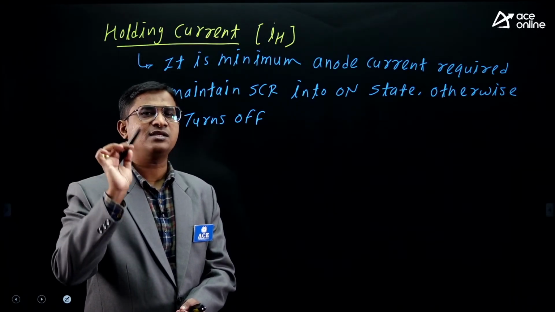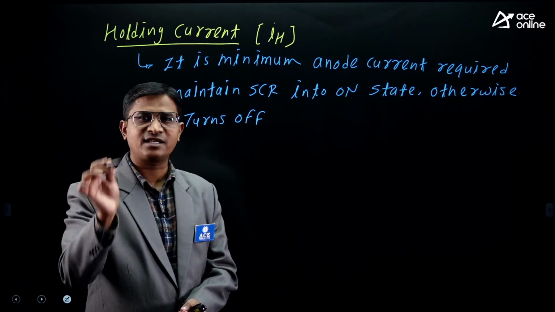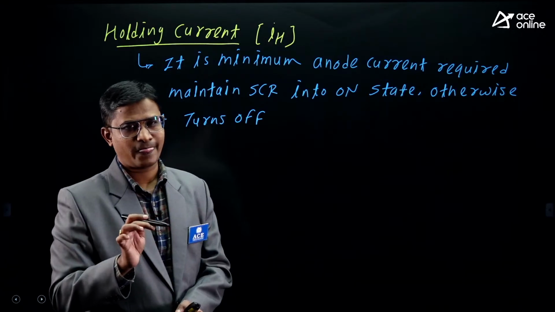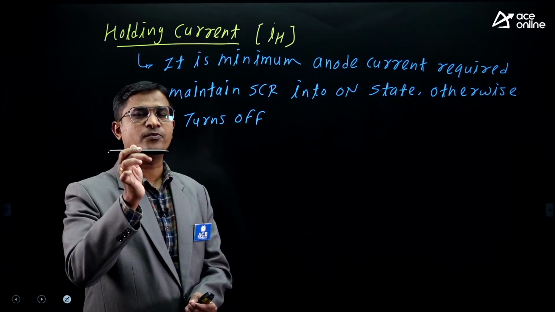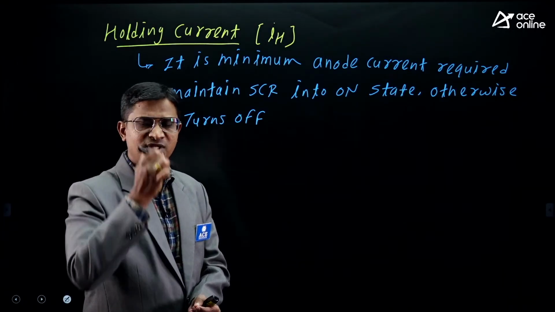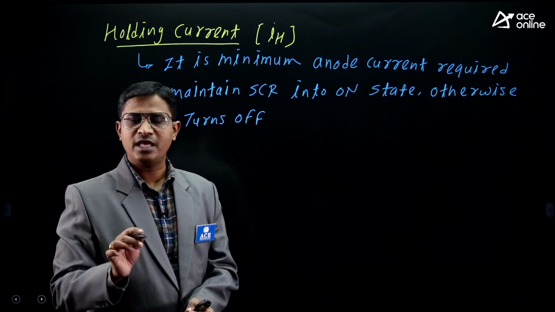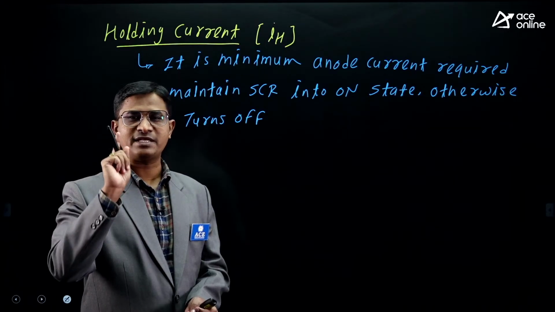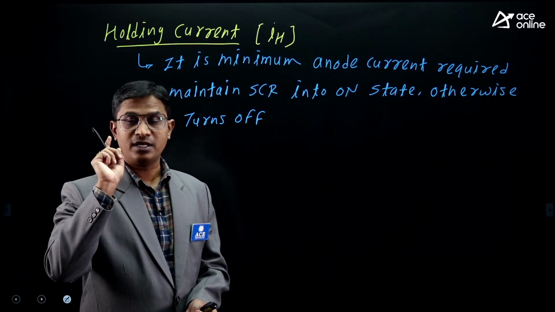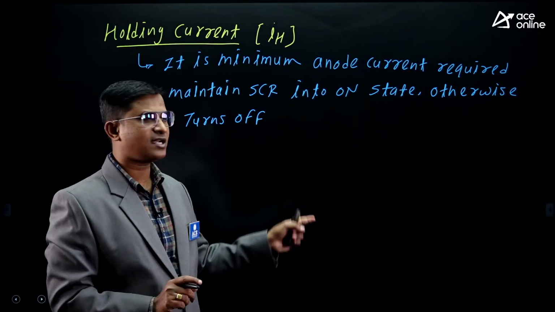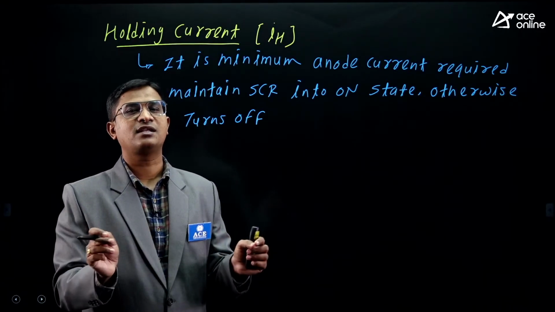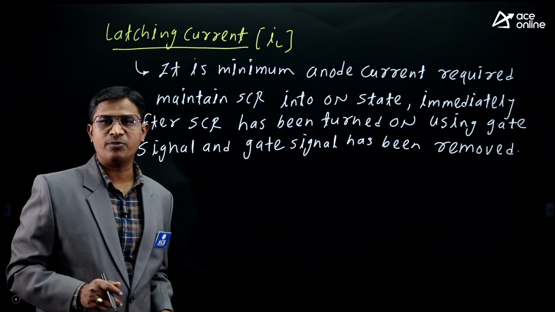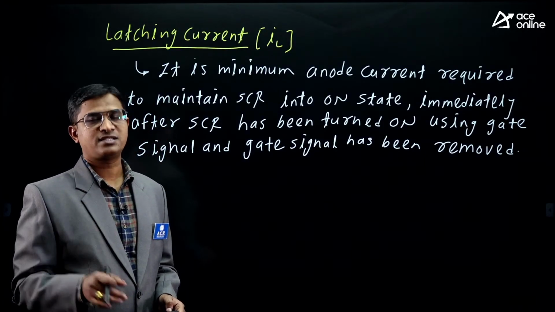My SCR was turned on earlier, long back. I have even removed the gate signal, and after that my SCR continues in the on state. If I want to turn off the SCR now, I need to reduce the current flowing through the SCR below the holding current value. Then my SCR turns off. Alright. So these are the two definitions, latching current and holding current. In the holding current definition, they have not mentioned anything regarding the gate signal or gate triggering. But in the latching current definition, they have specifically mentioned the gate triggering or gate signal.